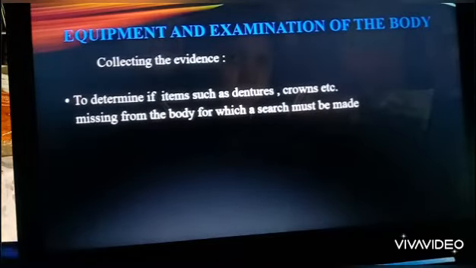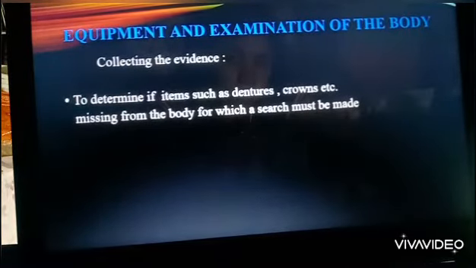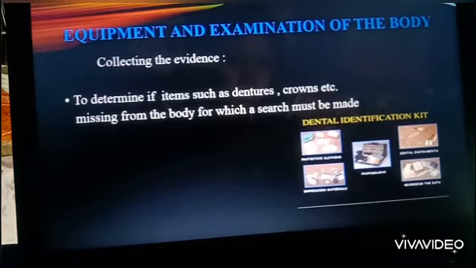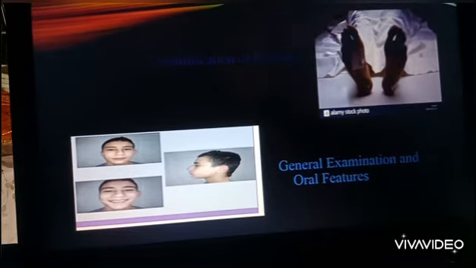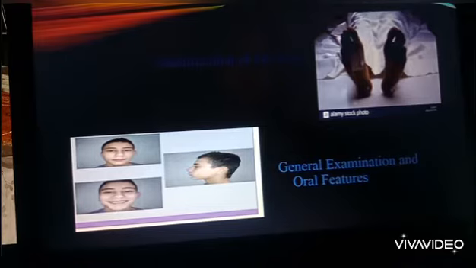To determine if the items such as dentures, crowns, etc. are missing from the body, for which a search must be made. This is the example of dental identification. This picture is identification of the dead, while the next picture is the general examination and oral features.